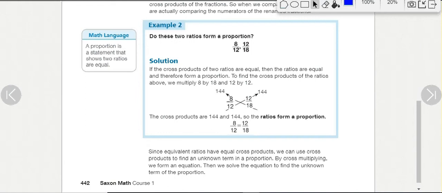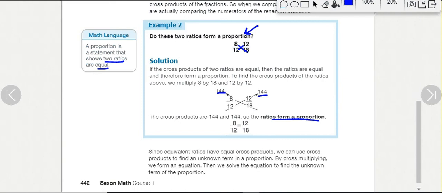A proportion is a statement that shows two ratios that should be equal. That's a true proportion. So we need to find out, is example 2 a true proportion? Are these equal? Do they form a proportion? So we cross multiply. 8 and 18 is 144. 12 and 12, 144. Since the products are equal, we can call it a proportion. Two ratios that really are equal if we simplified.